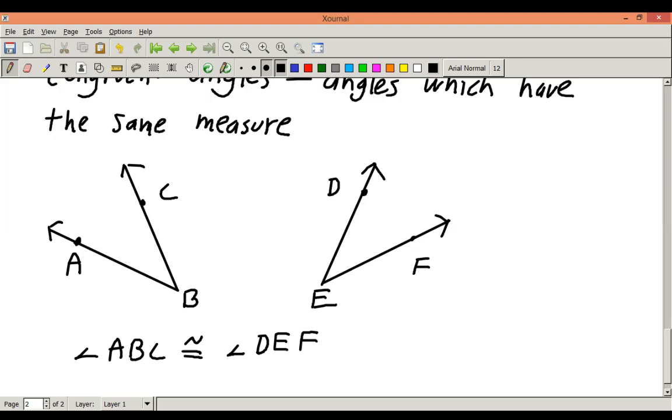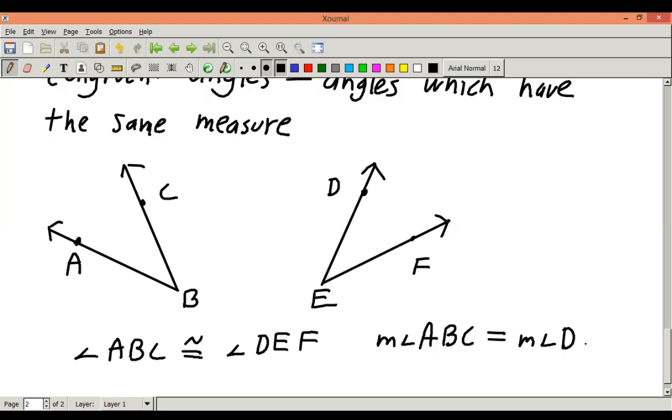So remember when we talked about being fussy? Well, here's more of that. The angles are congruent, but their measures are equal. So we would say that the measure of angle ABC, that little M in front of the angle symbol stands for measure, is equal to, not congruent here because we're talking about numbers, the measure of angle DEF.